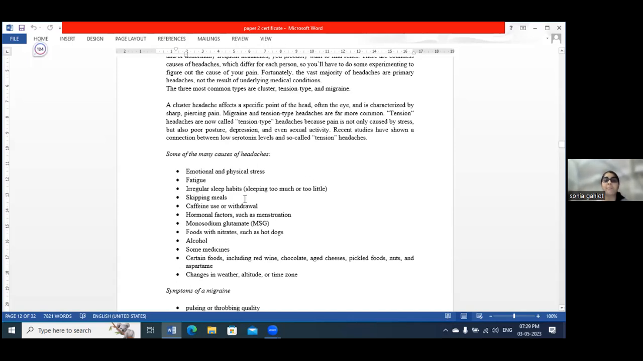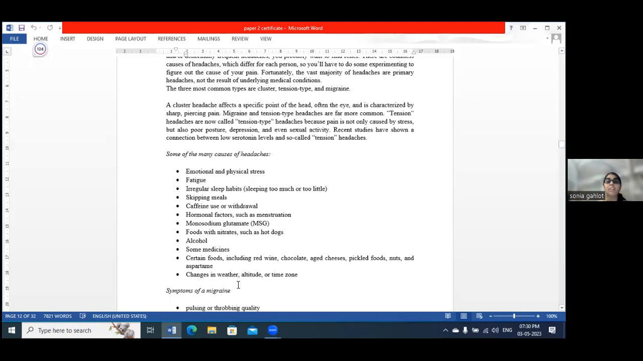The next one is skipping meals. If you are busy enough, you skip meals. Then caffeine use or withdrawal. Then there are hormonal factors like menstruation. Then there is MSG. Now, what is this monosodium glutamate? This is basically a flavoring agent that is added to food for flavor, which may lead to headache. Now, foods with nitrates, alcohol, and sometimes medicines become a reason for headache. There are certain foods, including nuts, cheese, red wine and chocolate, that lead to headache.